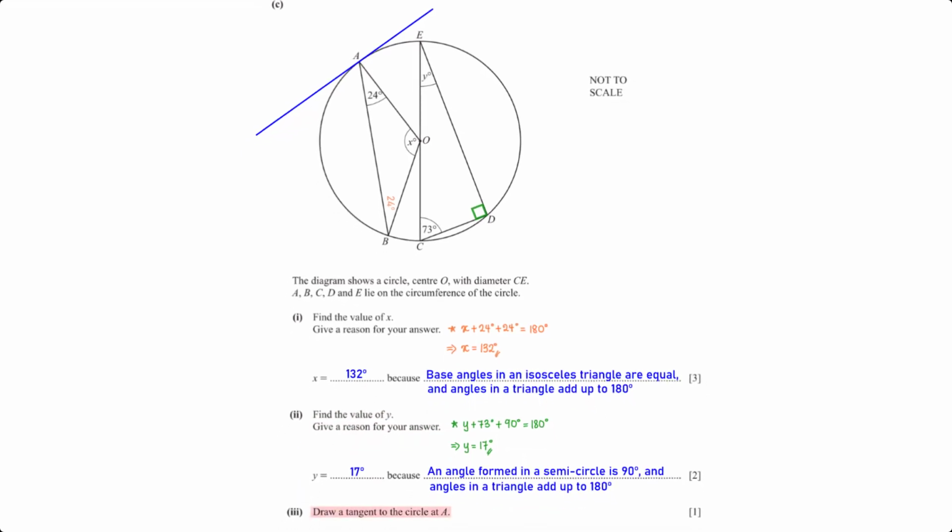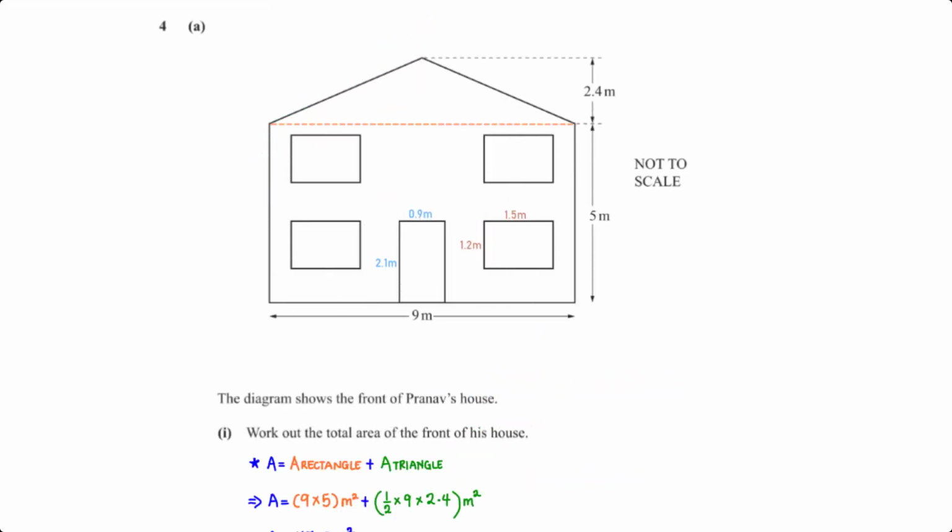Draw a tangent to the circle at A. On the diagram, we've drawn the tangent to the circle at A. The diagram shows the front of Pranav's house. Work out the total area of the front of his house.